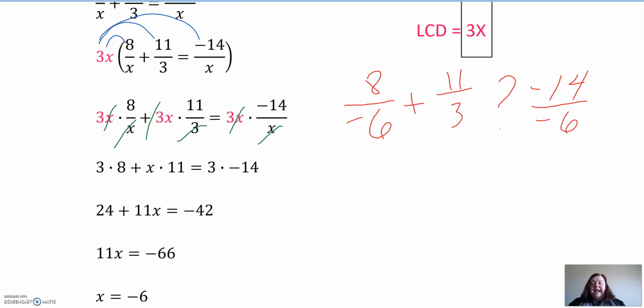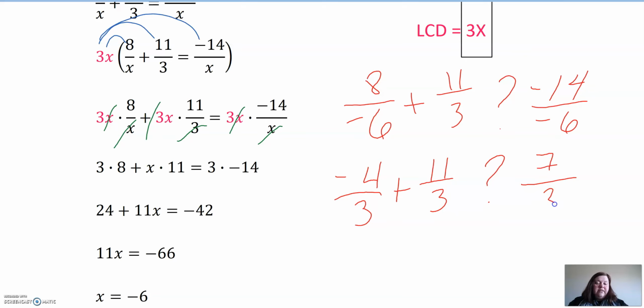Now, looking at that 8 over negative 6 and negative 14 over negative 6, those can be reduced. They all have factors of 2, so everything can be reduced by a multiple of 2. So 8 divided by 2 is 4. Negative 6 divided by 2 is negative 3. But I'm going to go ahead and move that negative to the numerator to make it a little easier to work with. So I'm going to be adding on 11 thirds. Now on the right-hand side, the 6 and the 14 have a 2 in common. And they're both negative, so that's going to become a positive number. And we end up with 7 thirds.